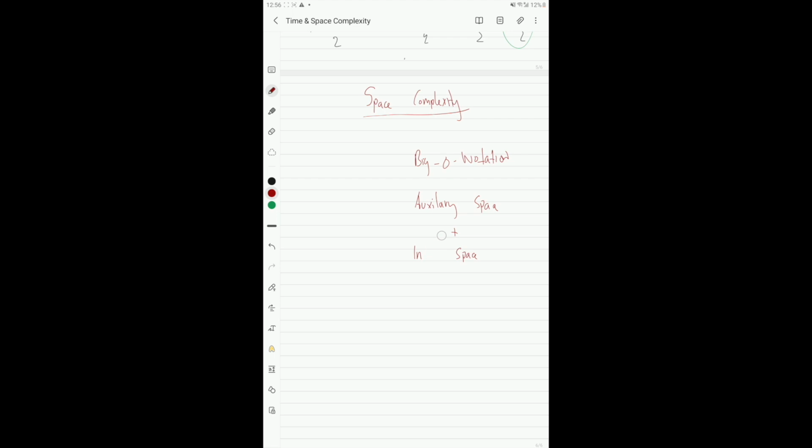So auxiliary space would be the space taken to solve the problem, and input space would be the space required to store the problem.